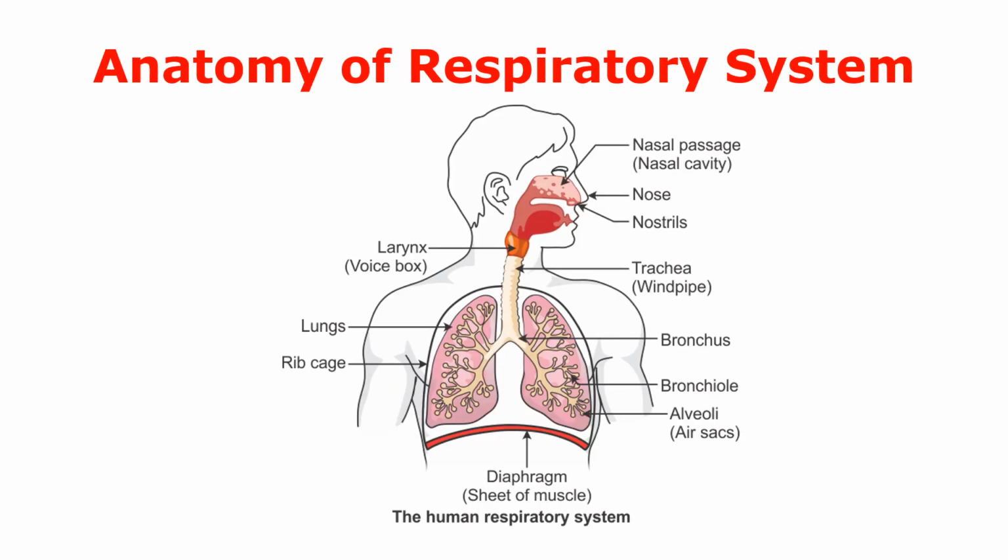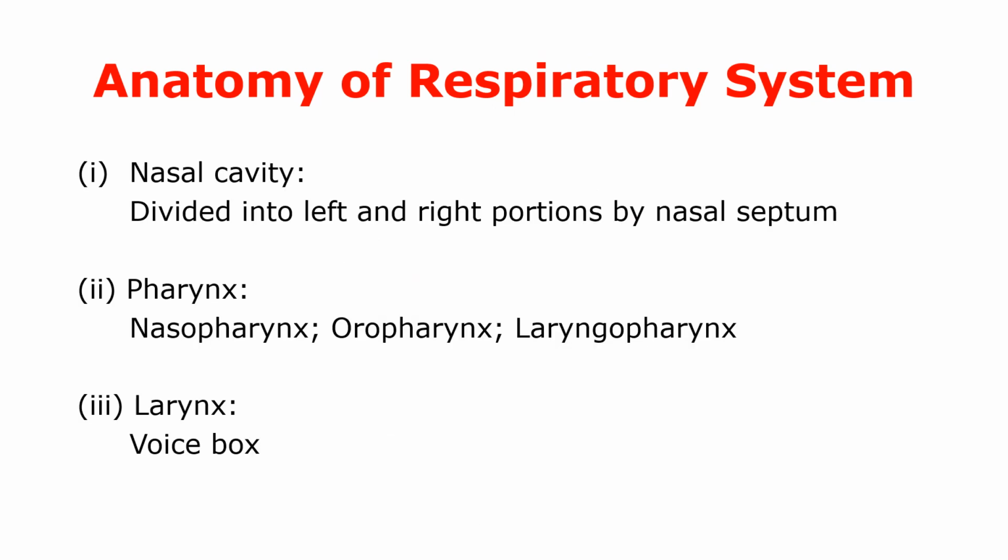Anatomy of respiratory system can be understood with the help of this diagram. As we can see in this diagram, respiratory system is made up of various structures including the nasal cavity, larynx, trachea, bronchus, bronchioles and alveoli. Now let us understand each part of respiratory system one by one. The first part is nasal cavity.